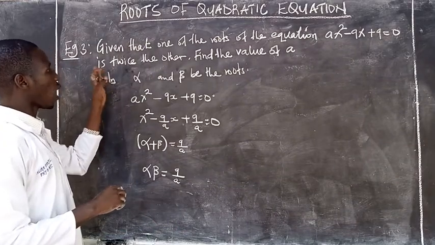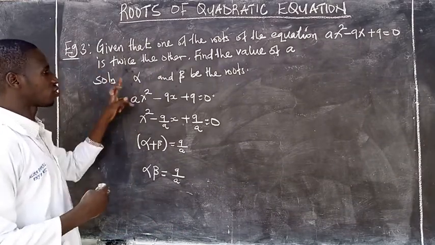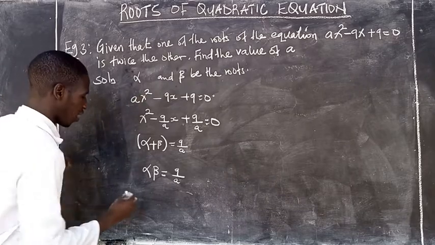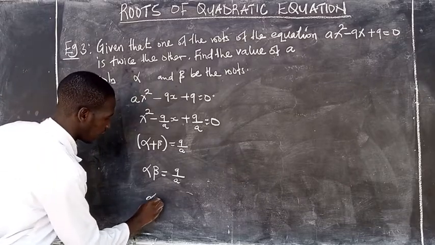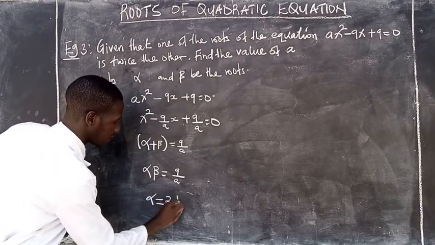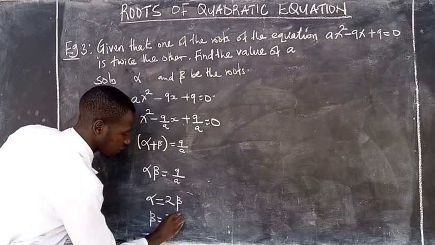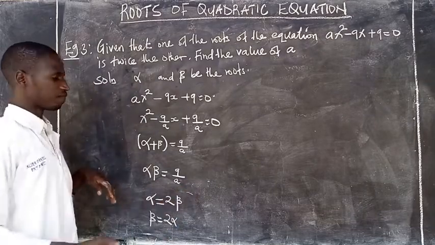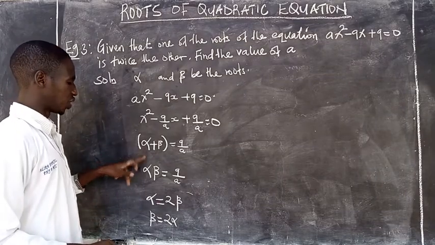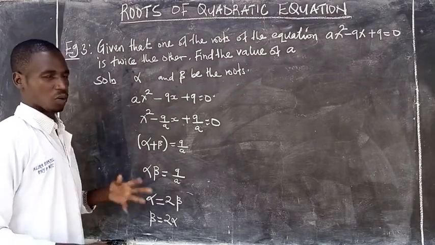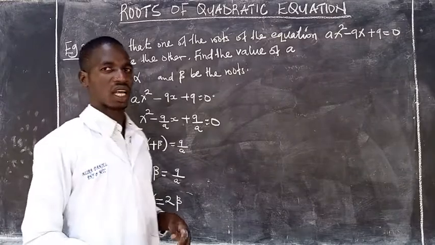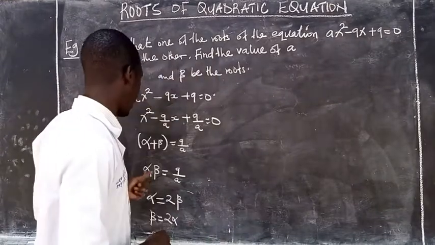If they're saying one of the roots is twice the other, and the roots are alpha and beta, that means alpha is 2 times beta, or beta is 2 times alpha. So we have this equation and this equation. We can solve them to get the values of a.